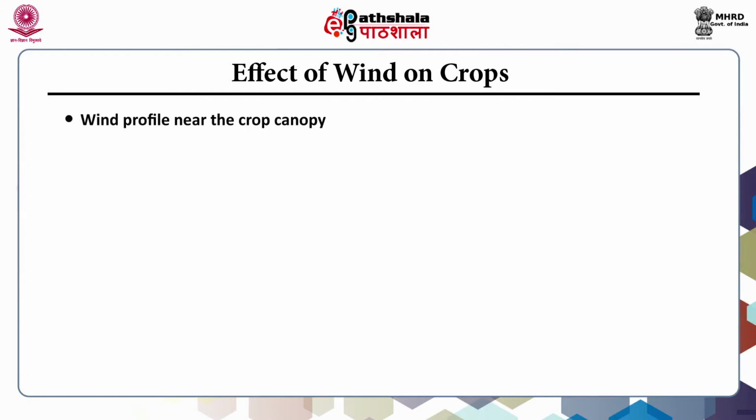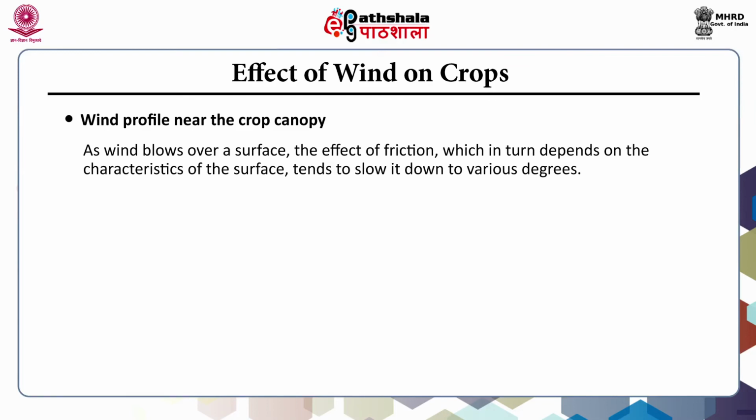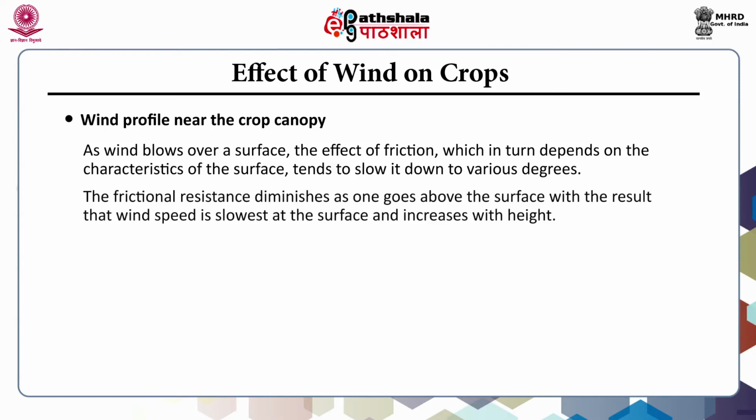The wind profile near the crop canopy. As the wind blows over a surface, the effect of friction, which in turn depends on the characteristics of the surface, tends to slow it down to various degrees. The frictional resistance diminishes as one goes above the surface, with the result that wind speed is lowest at the surface and increases with height.